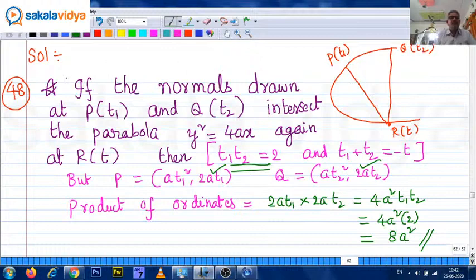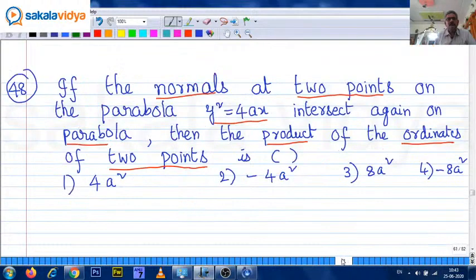But this you need to remember. This is a very important concept. Third option.